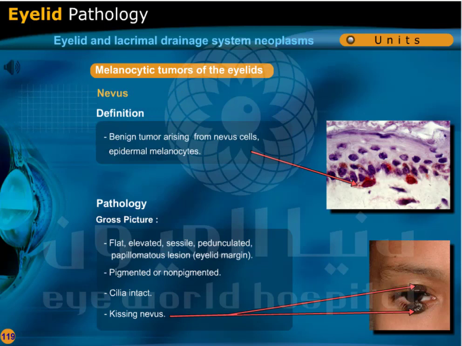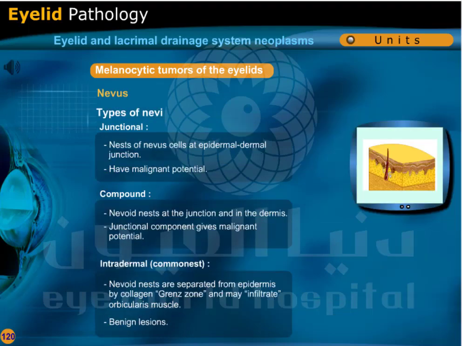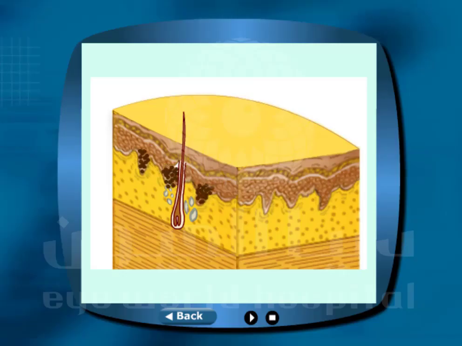Melanocytic tumors of the eyelids. Nevus. It is a benign tumor arising from nevus cells, epidermal and dermal melanocytes. It is a flat, elevated, sessile or pedunculated papillomatous lesion at the eyelid margin that could be pigmented or non-pigmented. The cilia are intact and there may be kissing nevus. Types of nevi: junctional, compound, and intradermal.